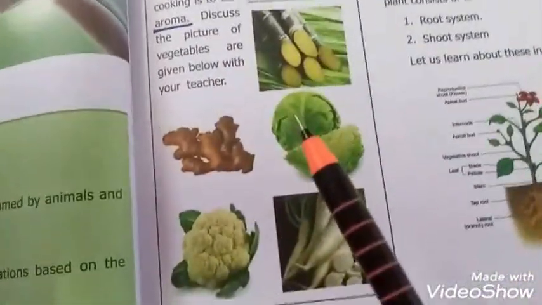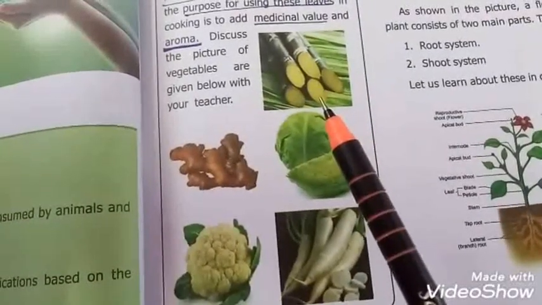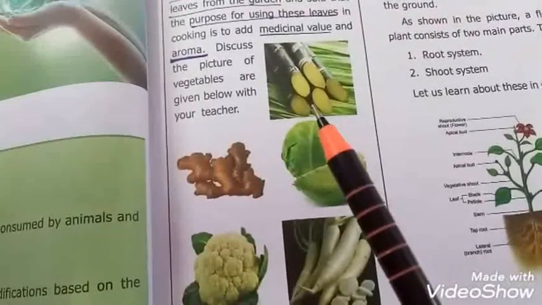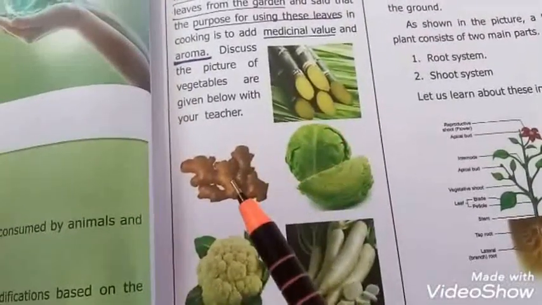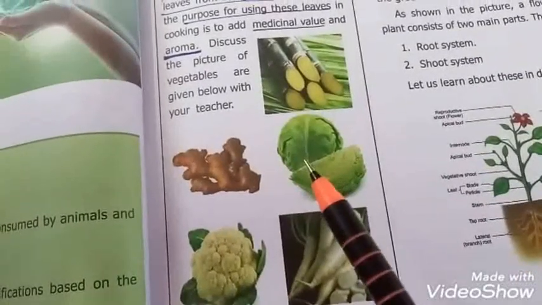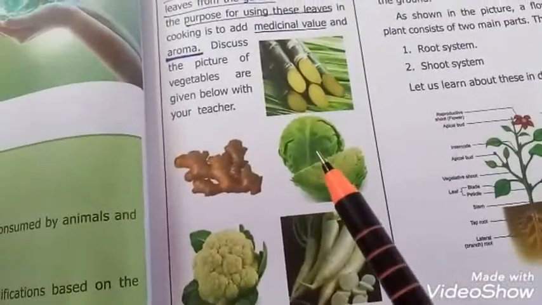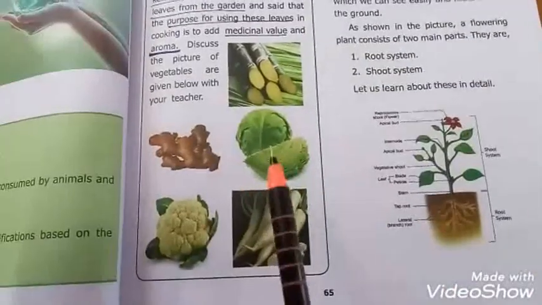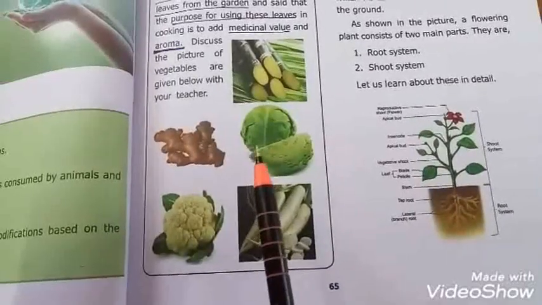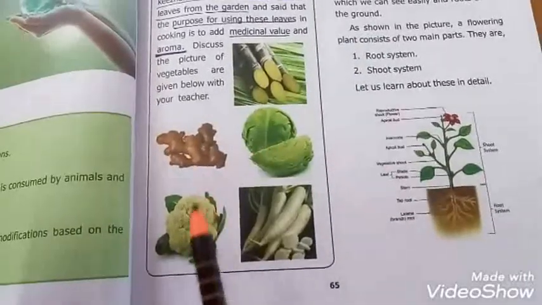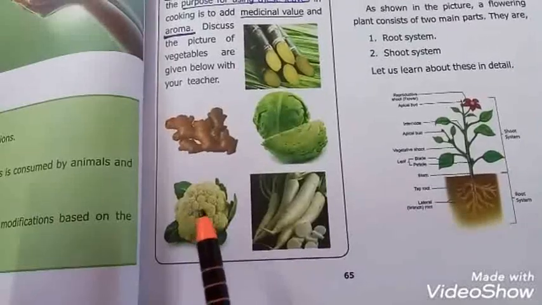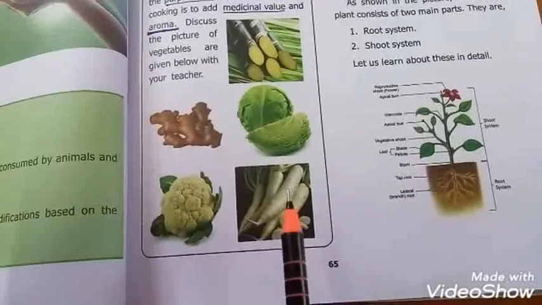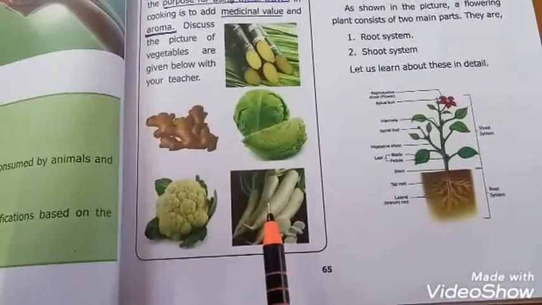And look at the images. This is a sugar cane and this is ginger. This is stem. This is also stem and this is the cabbage. Cabbage is the leaves, and cauliflower, the name indicates that is the flower, and this is the radish. Radish is the root part of the plant.